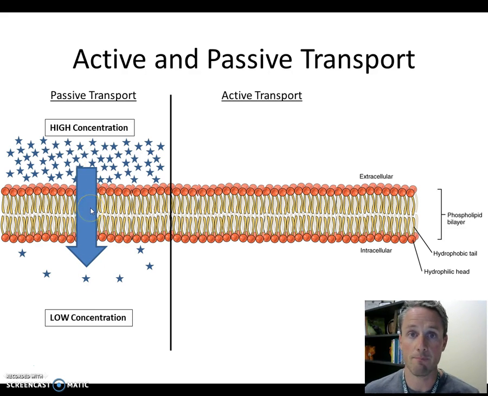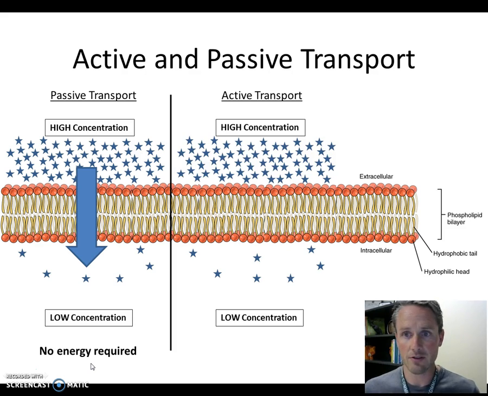And it's going to cross a membrane along the way. Okay, so passive transport is moving down the concentration gradient from high to low. And the key detail about passive transport is that it does not require energy. Okay. So how about active transport?